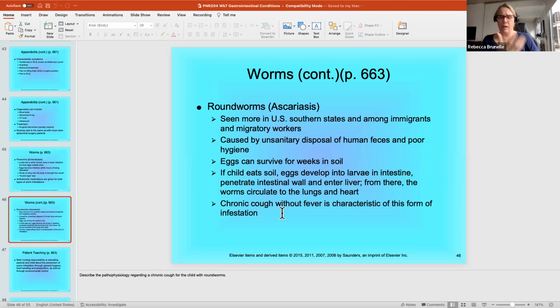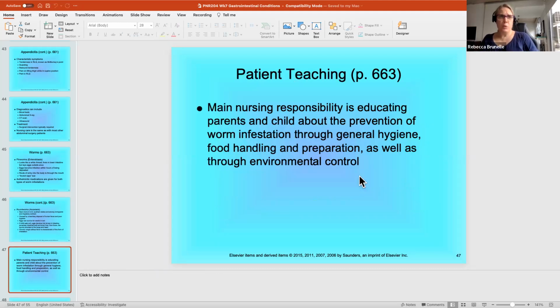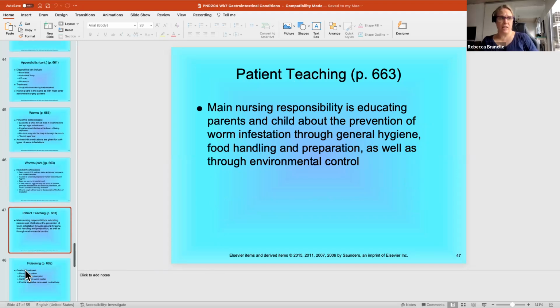And they tend to really have significant symptoms, high fever, a lot of GI complaints. So, you know, you need to make sure you're doing good education with your parents about general hygiene, especially somebody that lives somewhere where they don't have indoor plumbing, and making sure that the kids aren't in an area where they could have access to the eggs.